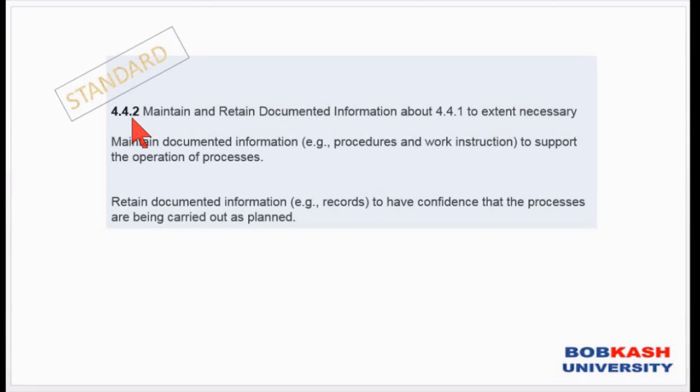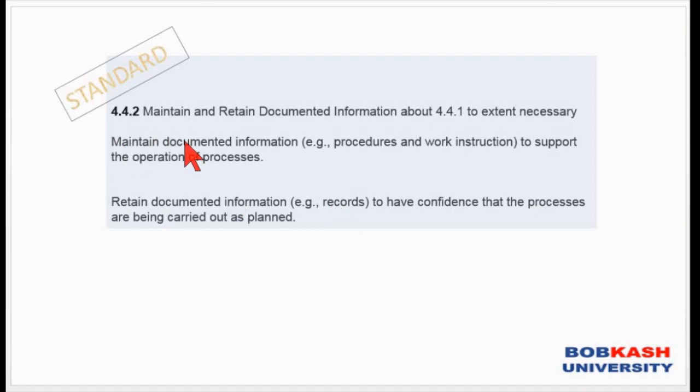It is nothing but the documented information of 4.4.1. That means all the processes that you have decided to be included in the quality management system in 4.4.1, all this should be subjected to documented information. That means you must have a procedure and work instruction for them, and you must fill the relevant records as per the KPIs, as per the performance indicators, to have confidence that these processes are being carried out as planned.